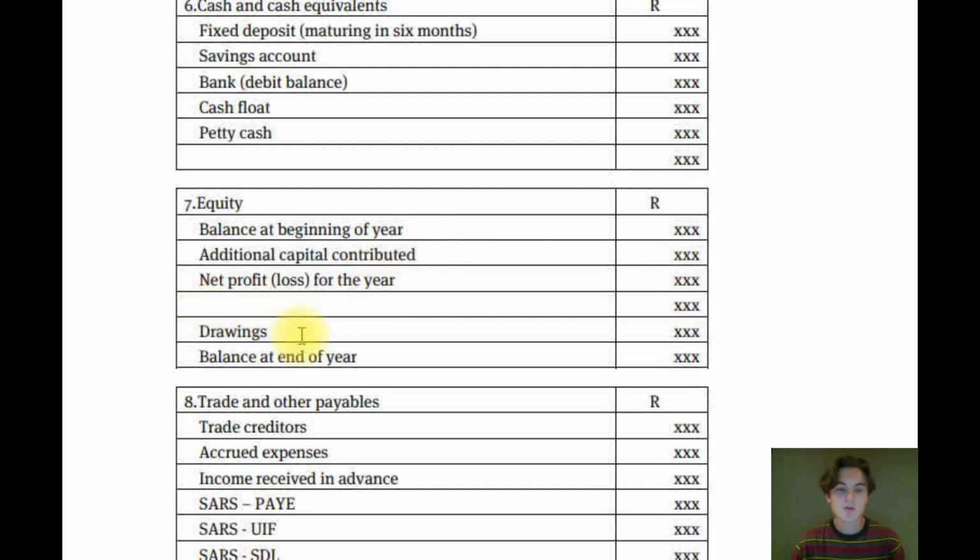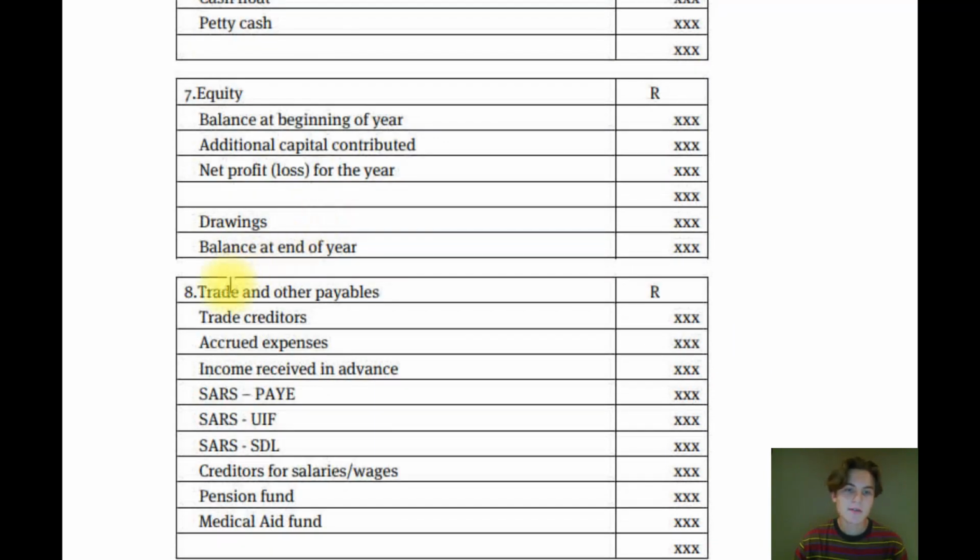And then you'll have any drawings by the owner, and then you can calculate your balance at the end of the year. And our last note is the trade and other payables note. So this will relate to trade creditors, any accrued expenses or income received in advance. I will touch on these two accounts in the next part of our lesson.